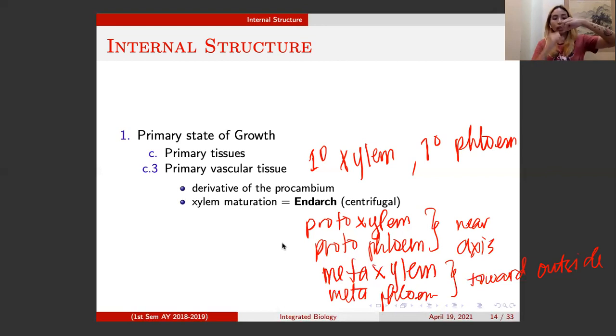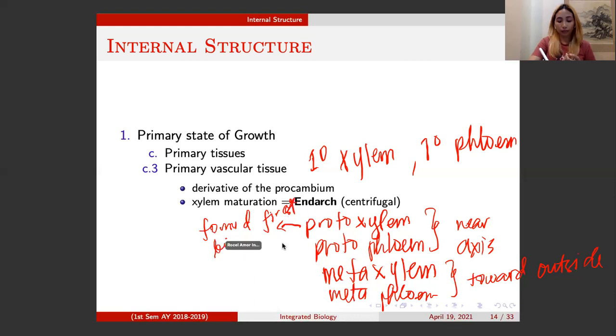Okay, so nasa labas. Right, so what's the difference between protoxylem and metaxylem? Number one, kung kailan sila na-form. So protoxylem are formed first, and they are bigger. Okay. Metaxylem are formed after the protoxylem and they are smaller cells. Okay. Ganun din yung protophloem and metaphloem.